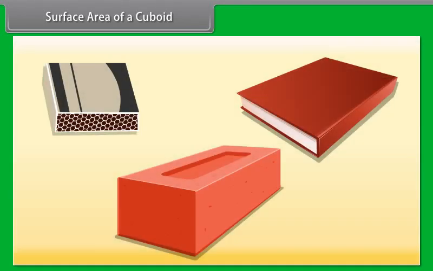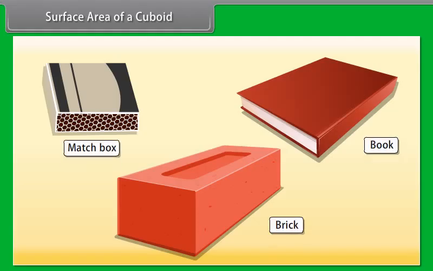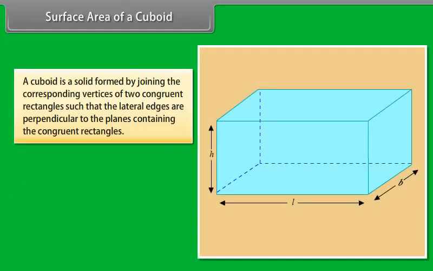Surface area of a cuboid. Students, look at these things: a book, a matchbox, a brick. All these are examples of a cuboid. A cuboid is a solid formed by joining the corresponding vertices of two congruent rectangles such that the lateral edges are perpendicular to the planes containing the congruent rectangles.